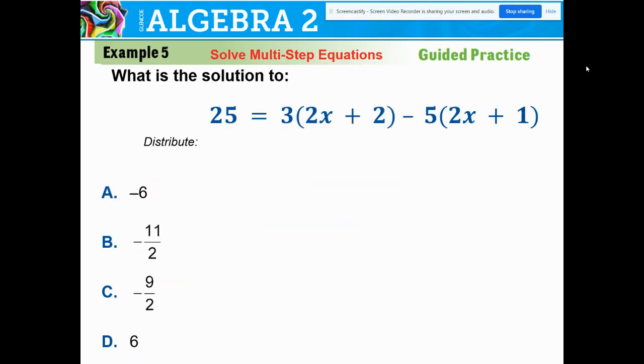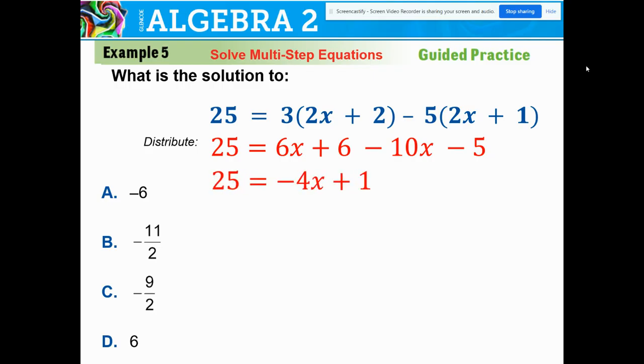Here's another equation. We need to distribute first. So we're going to multiply the 3 and each of the values in that first set of parentheses. So 3 times 2x is 6x. 3 times 2 is 6. We have to do the same thing on that second set of parentheses. So -5 times 2x is -10x. -5 times 1 is -5.